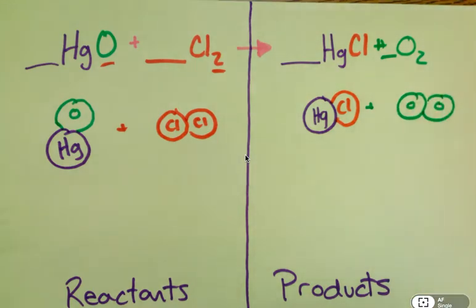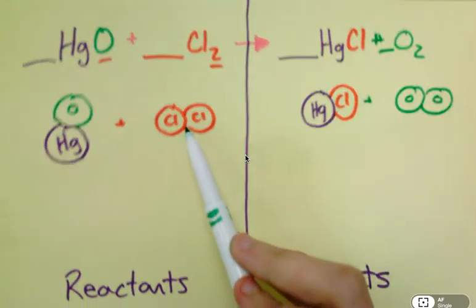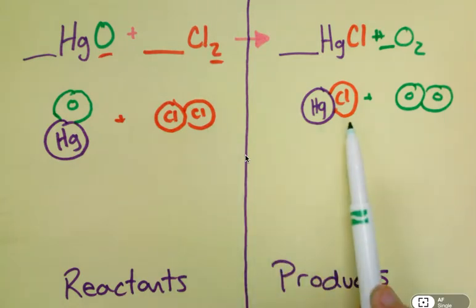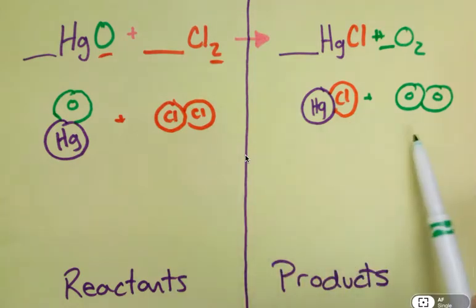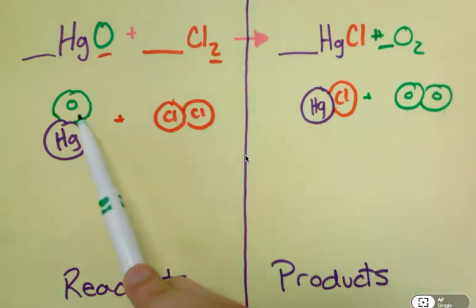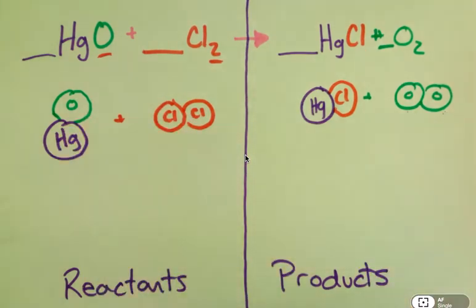So is it balanced? It's really easy to see that this is not balanced. On this side, my reactants, I have two chlorines. Now my products, I only have one. Likewise, on my products, I have two oxygen atoms to only one over here. So I have to add more pictures in order to balance them. The trick to doing this is simply adding more of the pictures that you've already drawn.